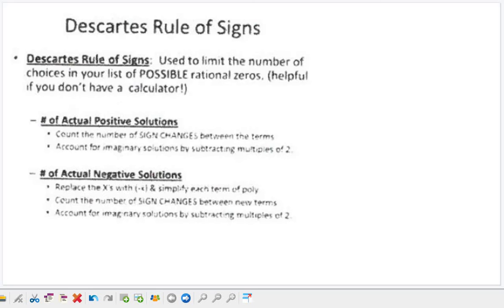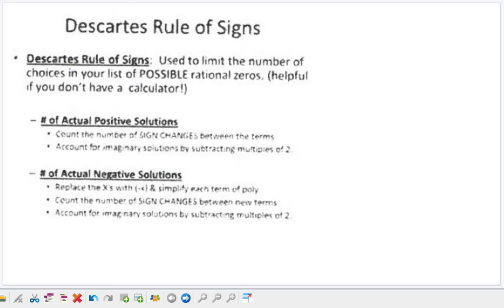I mean, there's infinite numbers, infinite possibilities. What do we do? Well, it turns out that there's not so much infinite possibilities. There's two things that help us restrict down what to pick and how to pick. So the first is Descartes' rule of signs. And Descartes' rule of signs helps us figure out how many possible positive real solutions, rational solutions, and how many actual negative solutions we have.